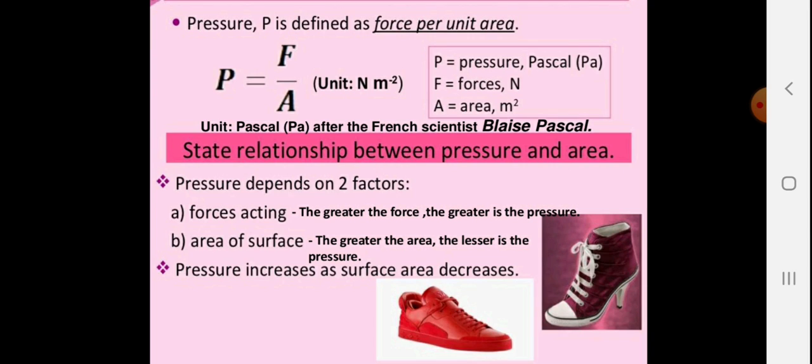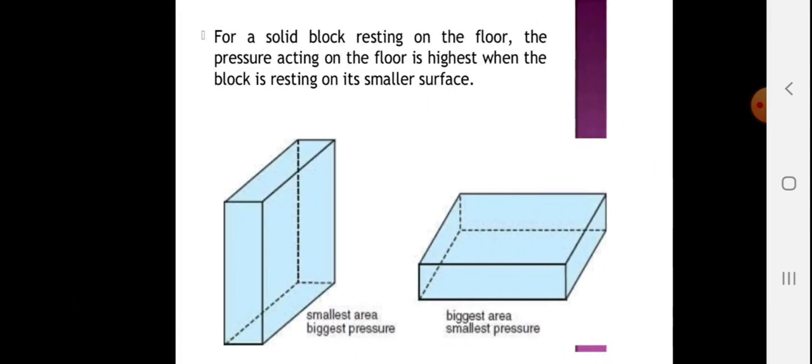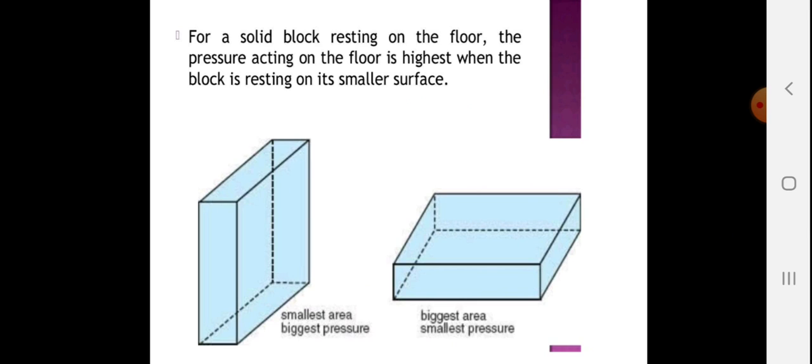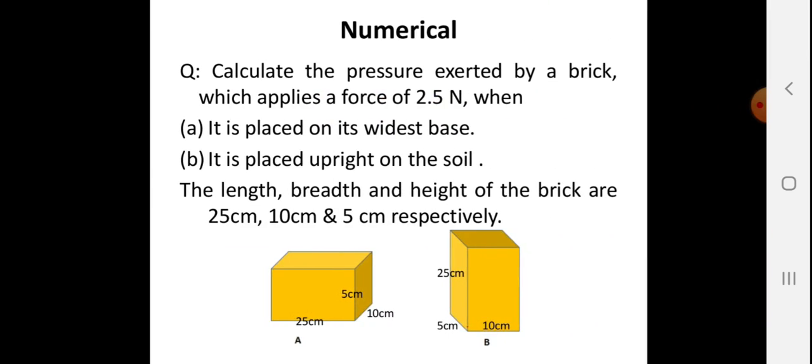So pressure increases as surface area decreases, and that's why heels will hurt you more than flat slippers if you mistakenly put your leg on somebody's leg. For a solid block resting on the floor, the pressure acting on the floor is highest when the block is resting on the smaller surface area. So on the left side, the pressure applied is more than the right side box.